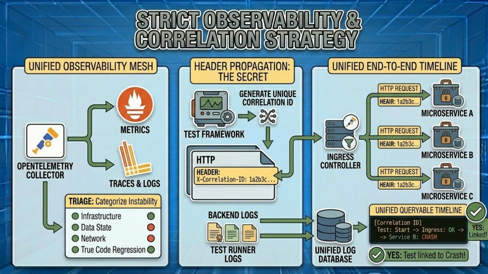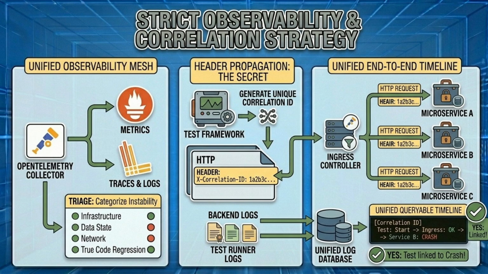Finally, we must implement a strict observability stack to collect, categorize, and triage environment instability. Deploy a unified observability mesh using OpenTelemetry. Aggregate metrics with Prometheus and collect distributed traces and logs using Prometheus and Fluentd. When instability occurs, you cannot just look at Grafana dashboards. You must categorize the data.